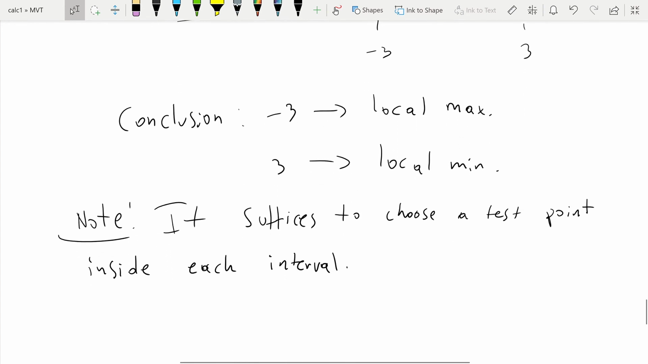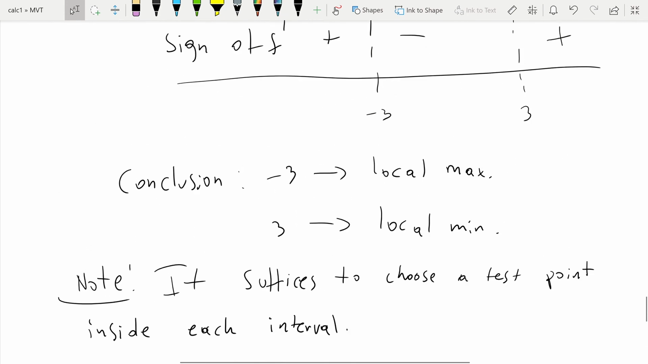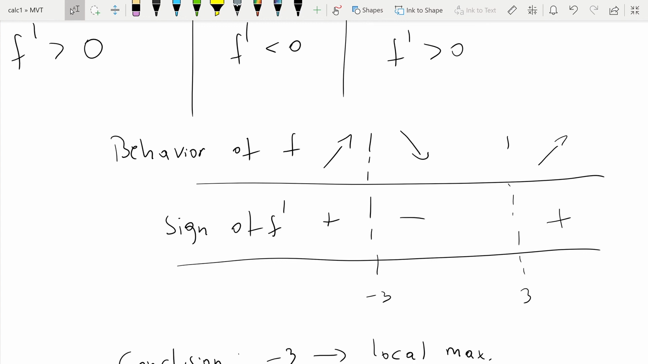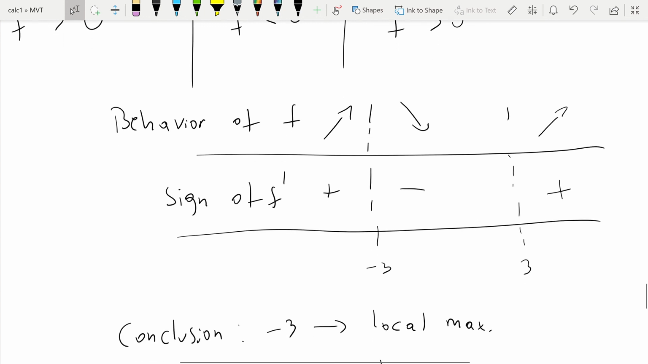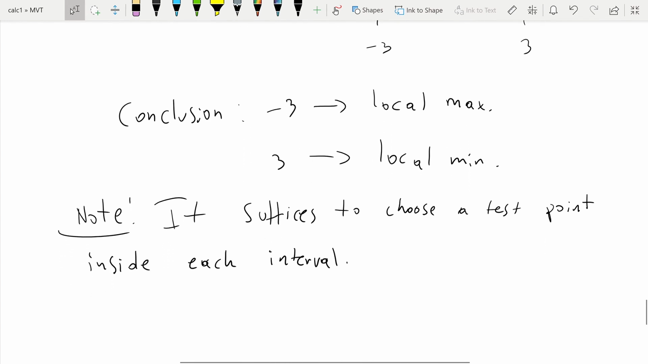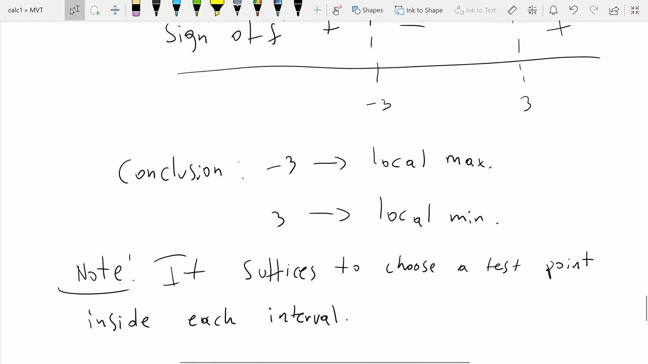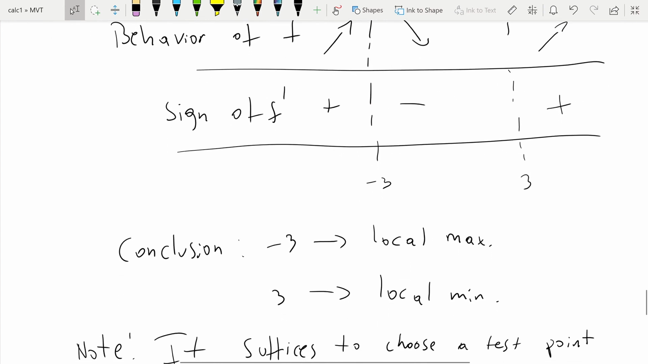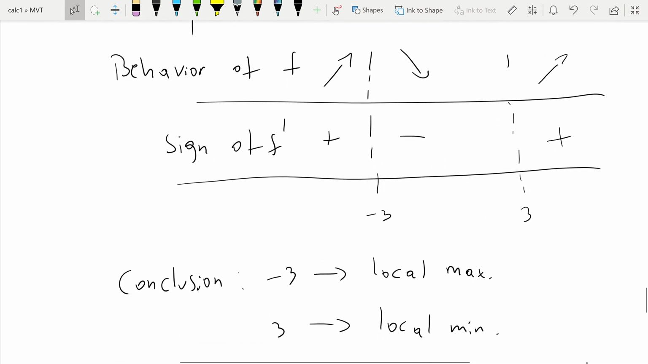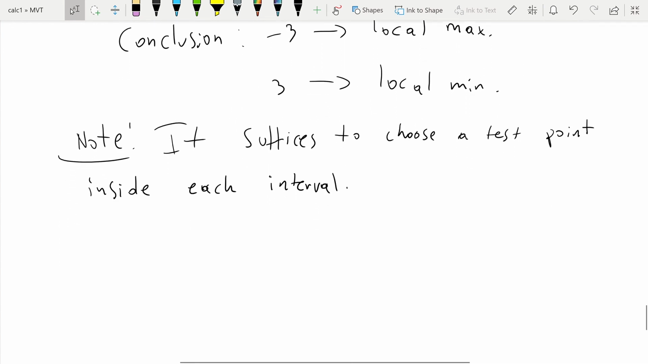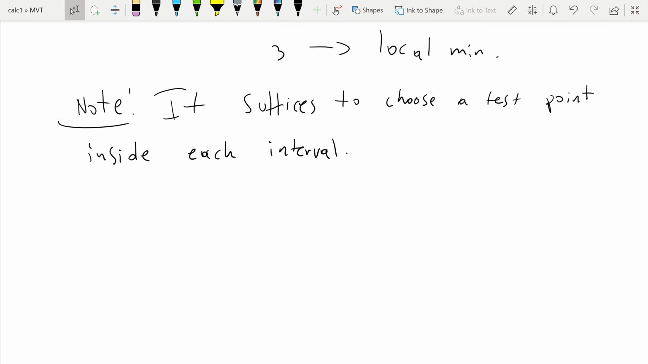If you want to find out whether you have a local max or a local min, and they ask you to use the second derivative test, it means that you're not in the situation where f double prime is zero at the point. But if they don't ask you to do that, you can use the sign of f prime to analyze the function and the critical point, which always works. So that's it for this video.